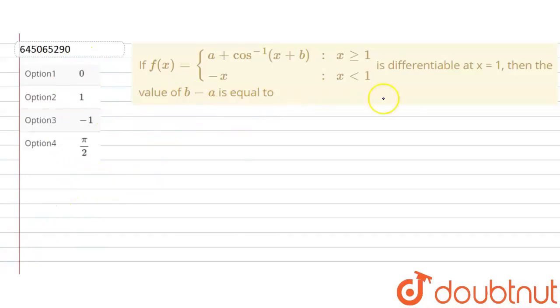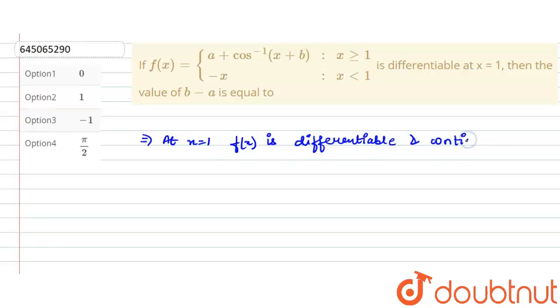So it is said that f(x) is differentiable at x equals 1. That means at x equals 1, f(x) is differentiable and continuous, because we know that a function that is differentiable at some point is also continuous at that value.